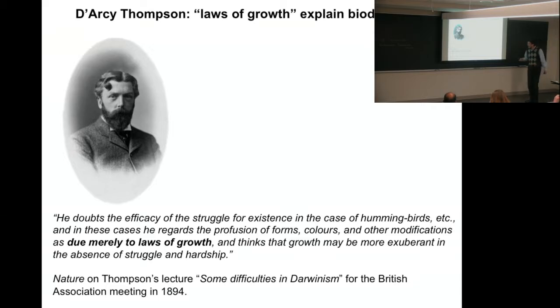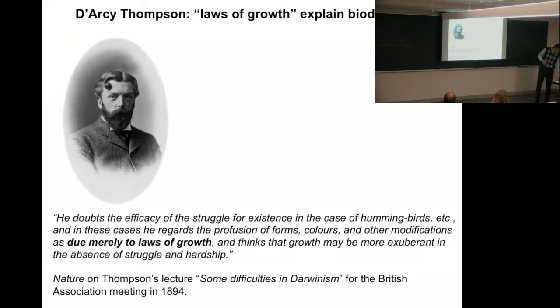In fact, he gave a talk that he never published. Nature gave a commentary on his lecture called Some Difficulties in Darwinism that he gave for the British Association meeting in 1894. Nature said that he, D'Arcy Thompson, doubts the efficacy of the struggle for existence in the case of hummingbirds, etc. In this case, he regards the profusion of forms, colors, and other modifications as due merely to laws of growth, and thinks that growth may be more exuberant in the absence of struggle and hardship. That is, he considers natural selection not as a generating force, but more of an impediment to generating diversity.